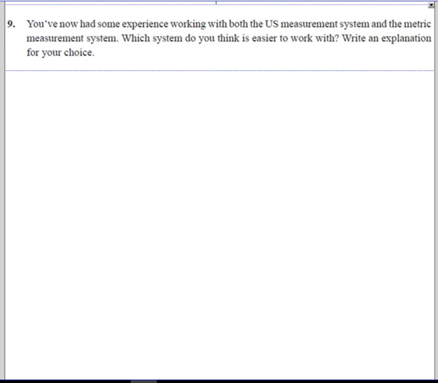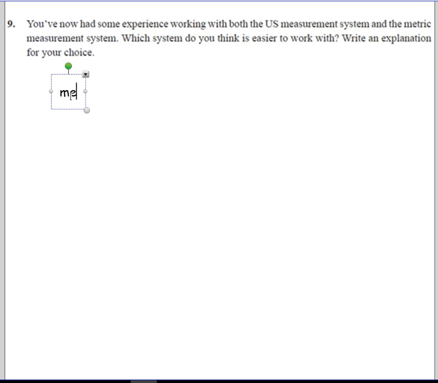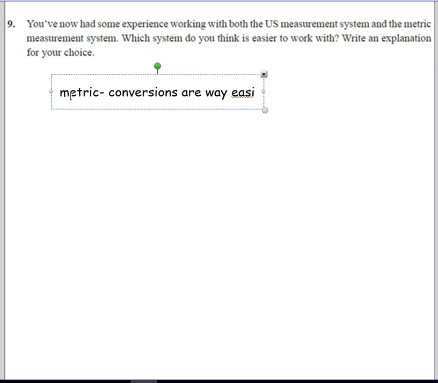Now that you've had some experience working with them, which system do you think is easier and why? This is your opinion, but personally, I believe that the metric system, because the conversions are way easier to calculate using that base 10, which means that we're just multiplying or dividing by powers of 10, which means we can just move those decimals.